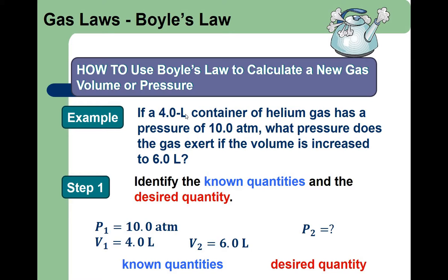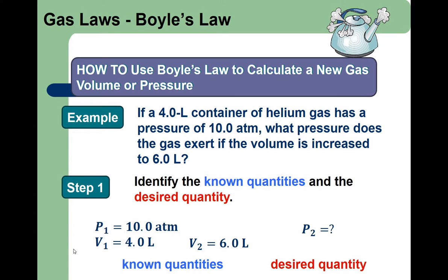An example, you've got 4 liters. Again, I would say, oh, that's a volume. I'm going to call that V1. Of helium gas has a pressure, that's a P1 because that's tied to this. Now that's important. A lot of times they'll give you a pressure and a volume, but the volume will be for the second one. You're trying to find the volume for the first one. So make sure that the volume and the pressure tie together. So here it does. If this has a pressure, so these two tie together. So V1 and P1, what pressure, P2, does the gas exert if the volume is increased to V2?